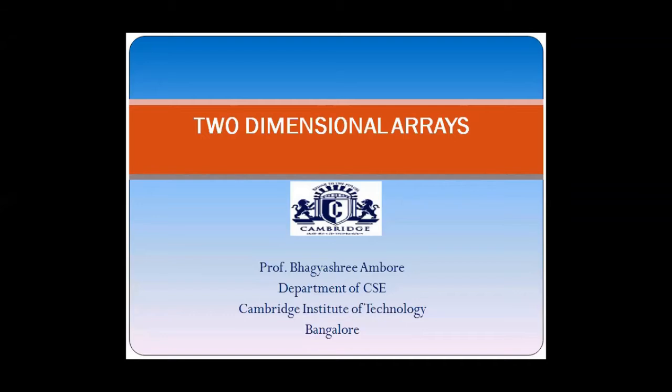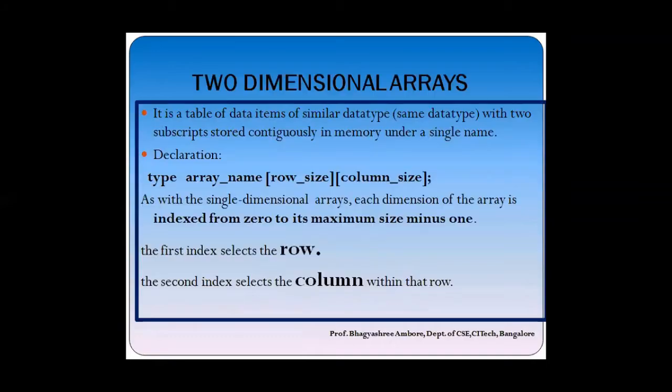Today I'll be teaching two-dimensional arrays. We'll start with two-dimensional arrays. Whenever we have tabular data, that is data arranged in the form of rows and columns, we use this two-dimensional array. It is a table of data items of similar data type with two subscripts stored continuously in memory under a single name.